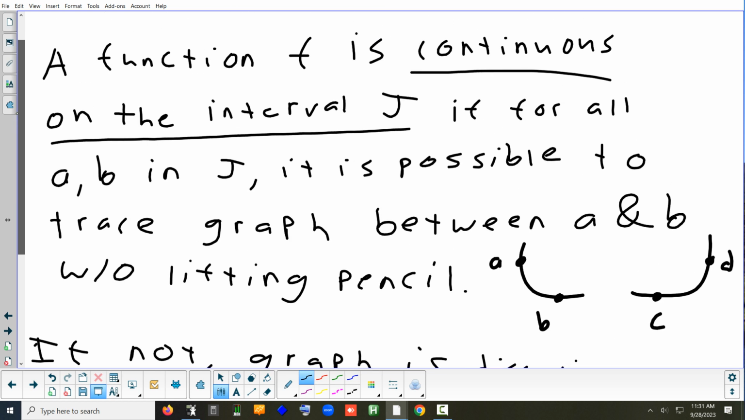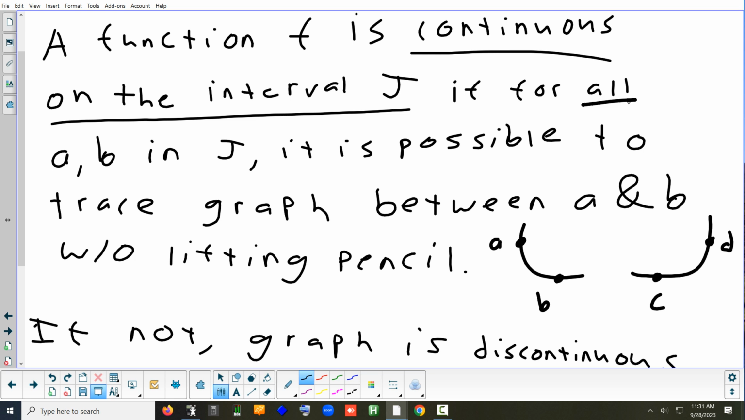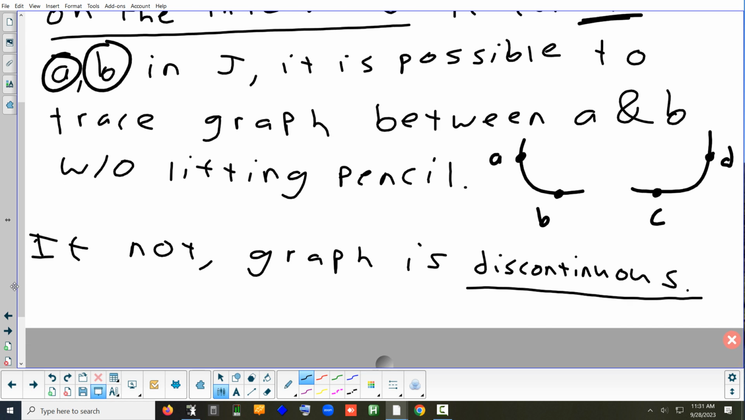So if it meets the definition where you could start, and here, notice it says the word all. All means you can start anywhere and stop anywhere. So if they ask you if the entire function is continuous, as long as you can go from any starting point to any stopping point, that would be considered continuous. If you could pick a starting point and a stopping point where you have a gap somehow, then it's discontinuous.